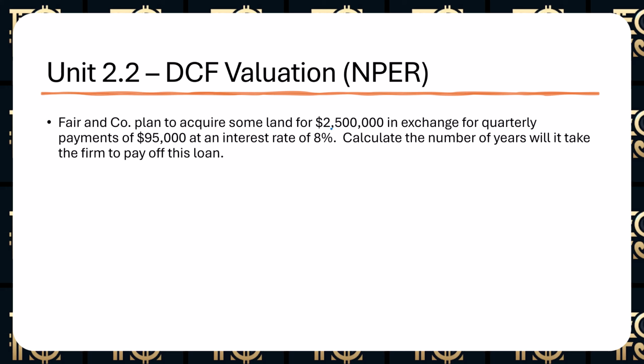Bear & Co. plans to acquire some land for $2.5 million in exchange for quarterly payments of $95,000 at an interest rate of 8%, compounded quarterly, although it's not specified in the question. Calculate the number of years it will take the firm to pay off this loan. Now we're looking for the number of years. Our interest rate is 8%, but we're going to divide that by 4 because this is the number of quarters, right? That means when we solve for n, we're actually solving for the number of quarters, and we'll have to adjust it for years.